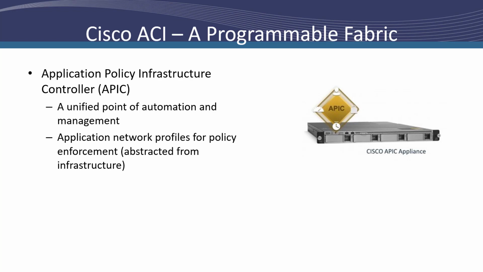As a side comment, while APIC acts as the centralized policy and network management engine for that fabric, it is not in the data path, meaning the fabric still forwards traffic even if communication with APIC is lost. I mentioned that here because it's a common question that I hear.